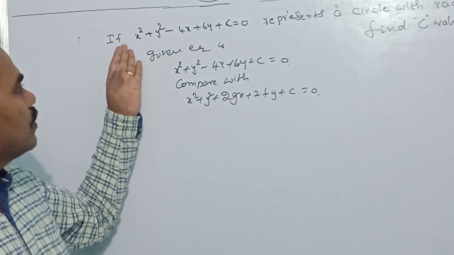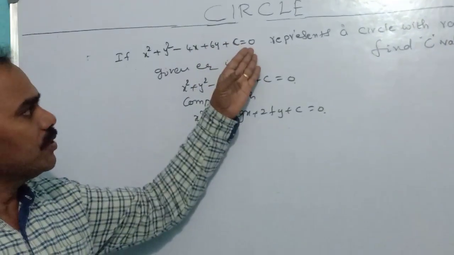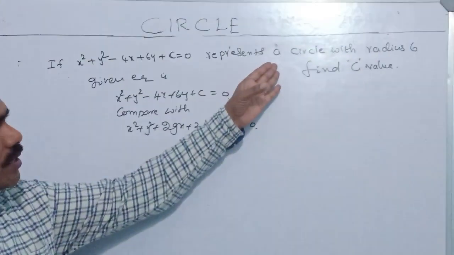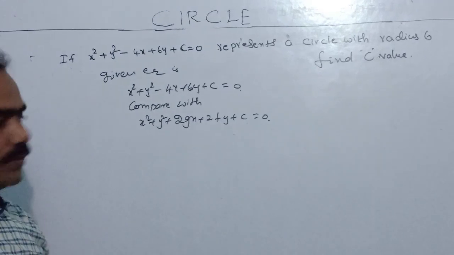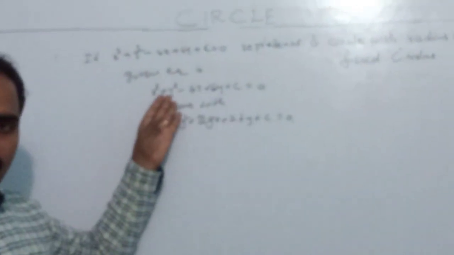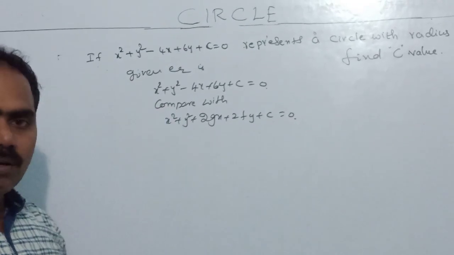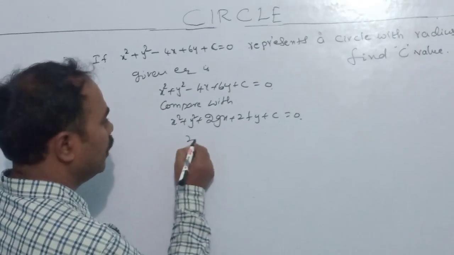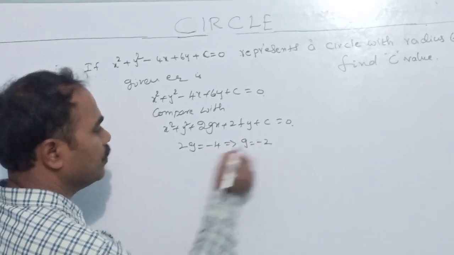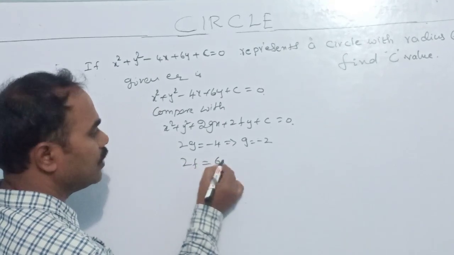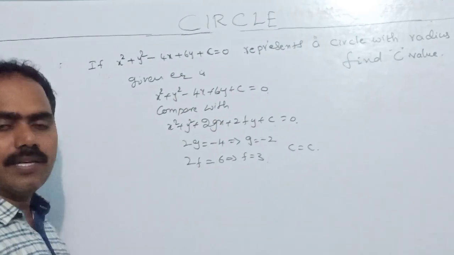The next problem is: if x square plus y square minus 4x plus 6y plus c equals 0 represents a circle with radius 6, then find the value of c. This is the given equation. By comparing the equation with the general form, we get 2g equals -4, g equals -2, 2f equals 6, f equals 3 and c equals c.